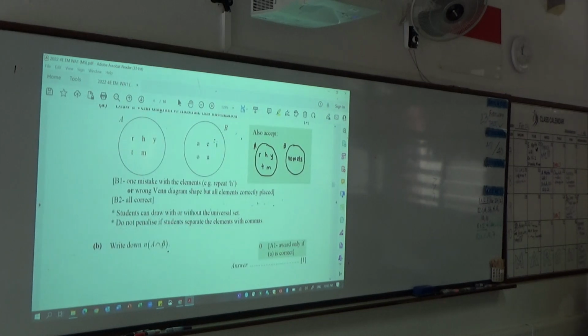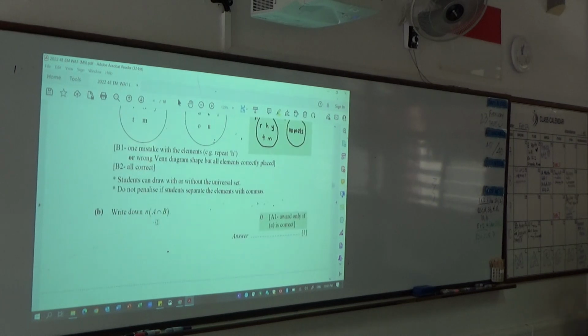Then for part B, the answer is 0. Now, if your Venn diagram is wrong, down here surely no mark, because it is dependent on your Venn diagram. Your Venn diagram must be right first for us to give you this mark. If there's no method mark, no answer mark. So that's why many of you still didn't get this mark, because your Venn diagram is not correct. You must get the full 2 marks for part A, then I can give you this 1 mark.